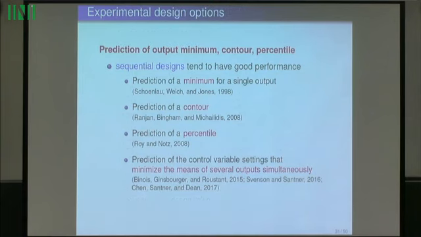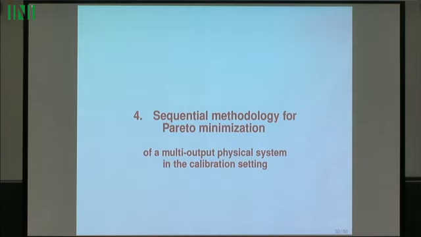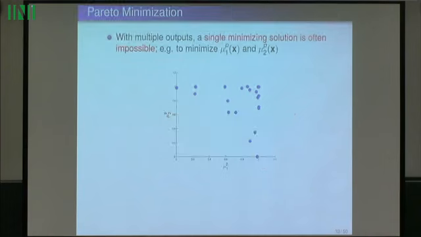If we want to predict something specific, sequential designs have been used successfully in the past. The prediction of a minimum using some kind of expected improvement. Derek's work on prediction of a contour. Bill Knotz's work on prediction of percentiles. Okay, so here we're interested in predicting the means of several outputs simultaneously. And let me talk about sequential, talk about Pareto minimization. We saw this yesterday actually.